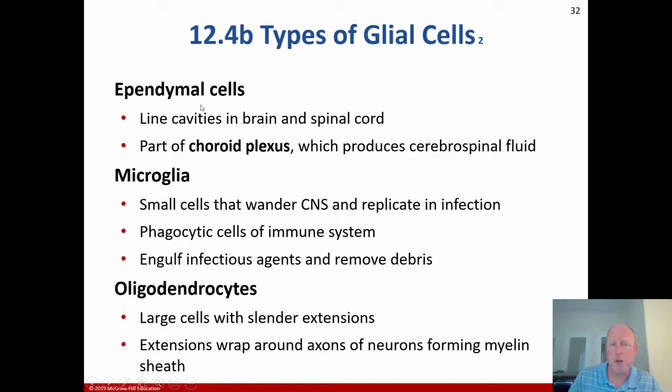The second of our glial cell types for the CNS, the ependymal cells, basically line the cavities of our brain and our spinal cord. They're part of the choroid plexus, which produces the cerebrospinal fluid. The microglia are the small cells that wander the CNS and replicate in infection. They're phagocytic cells of the immune system, and they engulf infectious agents and remove debris. The oligodendrocytes are the large cells with slender extensions. They have extensions that wrap around axons of neurons, forming a myelin sheath.